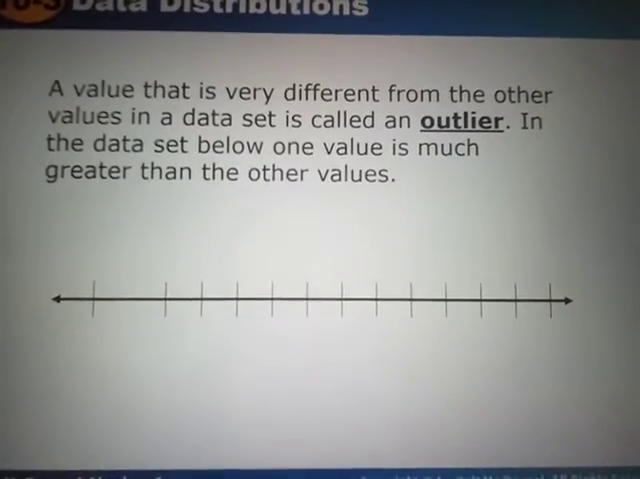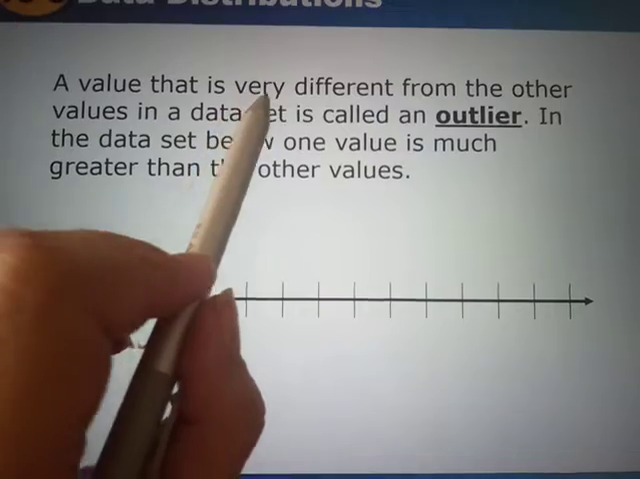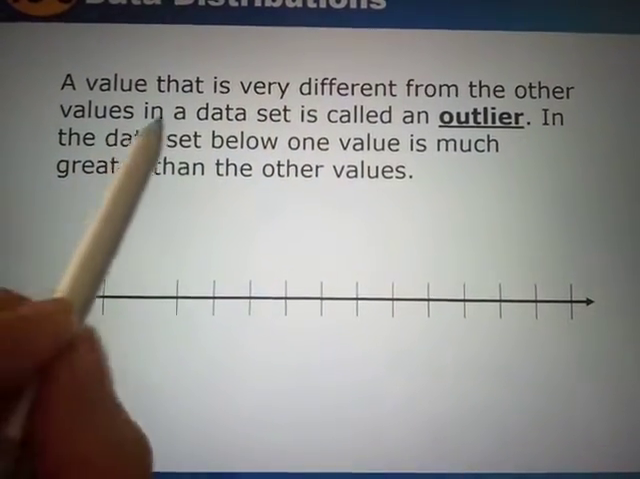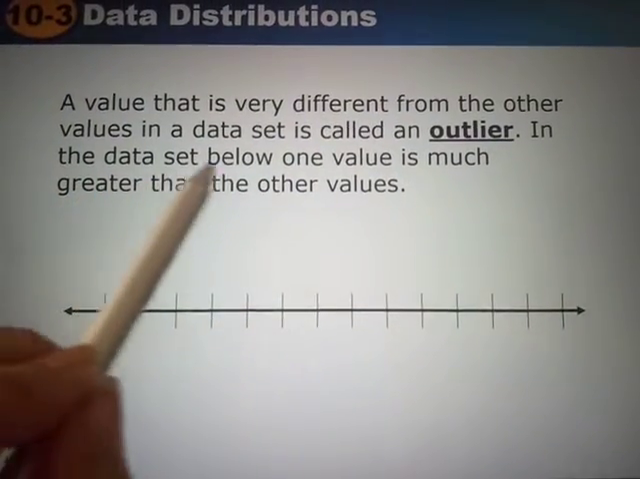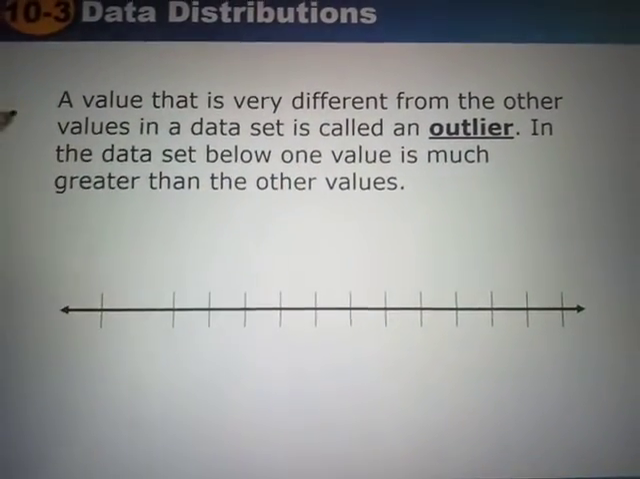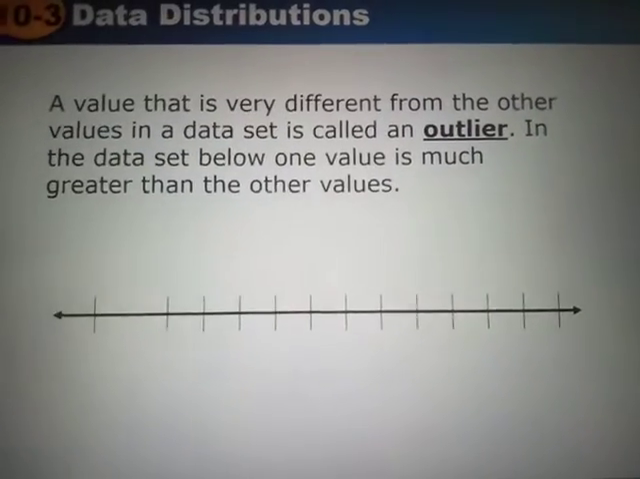We will speak about the outlier. What is the meaning of the outlier? A value that is very different from the other values in the data set is called an outlier. In the data set below, one value is much greater than the other values. Okay, we'll see the graph.